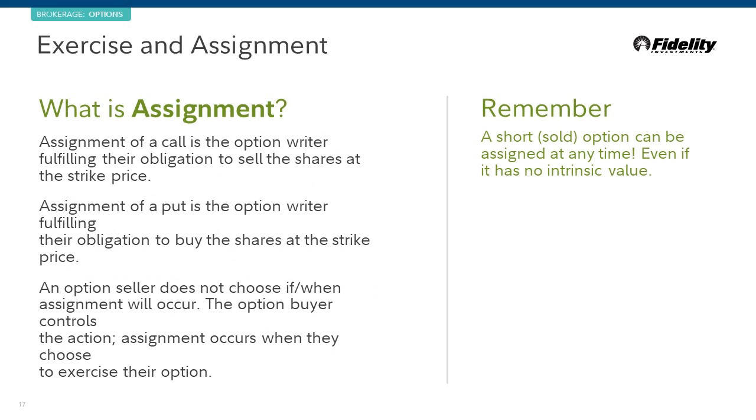Assignment is just the other side of that coin. If you're an option writer, you're fulfilling your obligation. When you write a call, you have the obligation to sell shares of stock at a specific price. You're selling shares at the strike price. If you've written a put, you have the obligation to buy shares of stock at that particular price. The key thing again here is an option seller does not have the choice if or when assignment will occur. I've worked with some traders that have had options assigned to them, and they were assigned early.